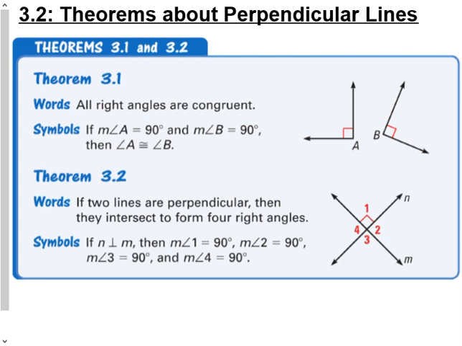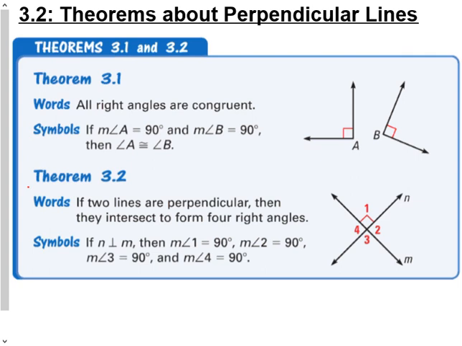Today's lesson is theorems about perpendicular lines. So we've got a couple theorems right here on the board. And again, as a reminder, perpendicular lines form right angles. So the first theorem we get into is all right angles are congruent. Again, congruent's a fancy name for equal, meaning they all are going to equal 90. Right? So angle A and angle B are both right angles. They're going to equal 90, so they equal each other.